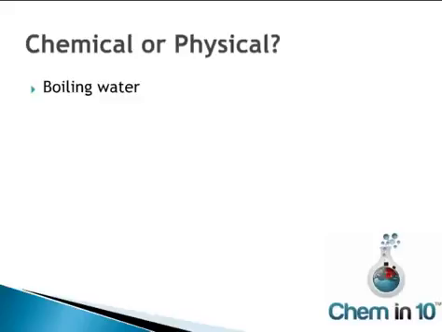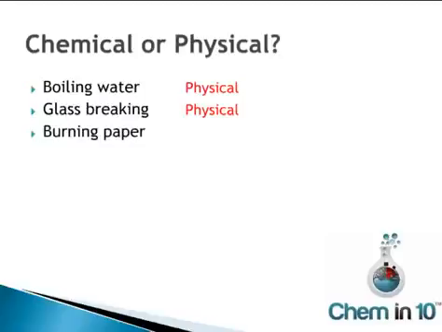Let's practice distinguishing between chemical and physical changes. Boiling water. Boiling water changes the state of water from liquid to a gas, so it is a physical change. Glass breaking also changes the physical nature of the glass, not the chemical nature. It doesn't become a new substance. Atoms are not rearranged.